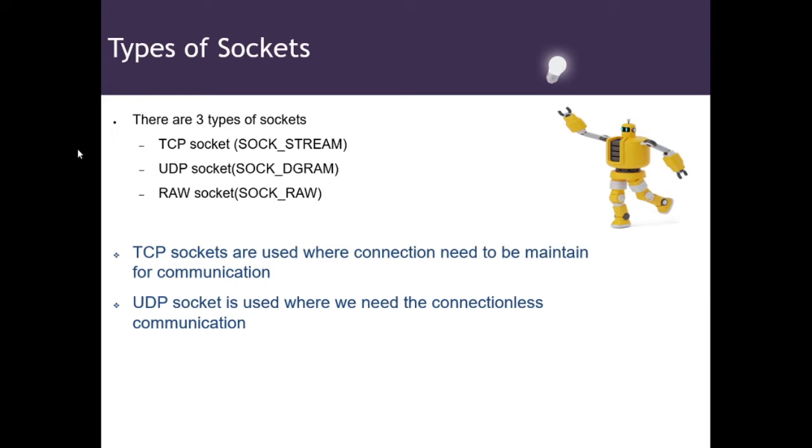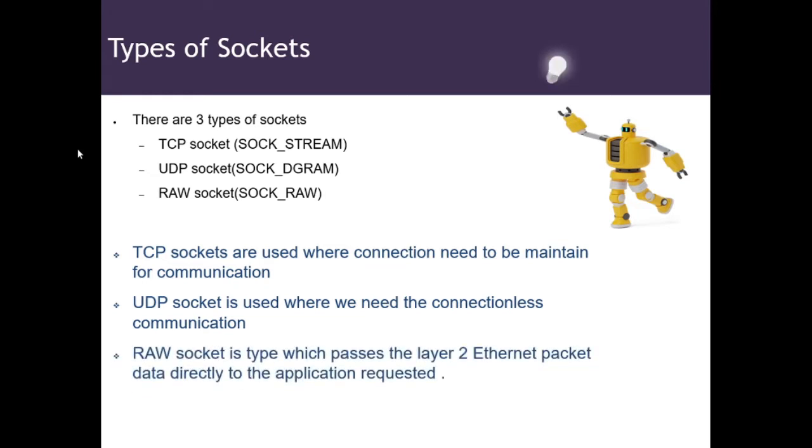There is one more type of socket, the raw socket, which is a special type of socket. So what is it? A raw socket passes the layer 2 Ethernet packets directly to the application layer. This raw socket bypasses the TCP stack, so it can be used for packet sniffing, like Wireshark and tcpdump, which use this type. We'll study this raw socket also, and we'll have some practical demonstrations in the coming videos.